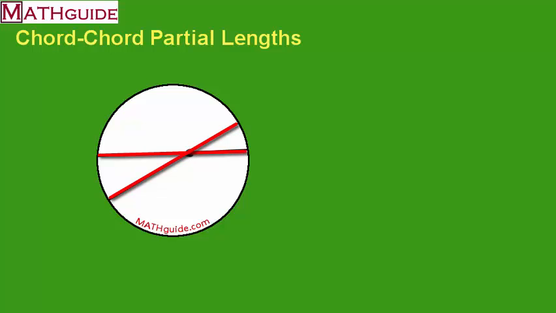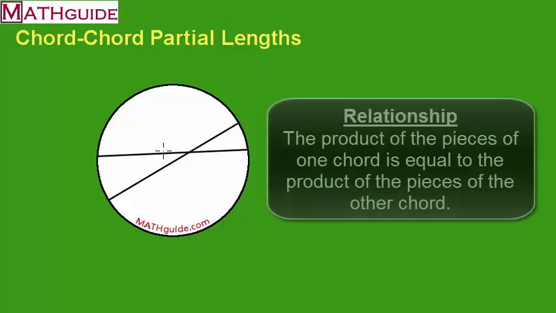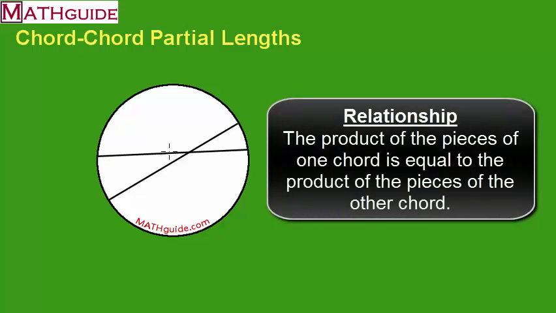So when we have two intersecting chords, we have a special relationship, which I'm going to describe right now. It turns out that if I take this distance, in other words, this partial length of the chord, and I multiply it by its other distance over here, it's got to be equal to this distance along the other chord times the other piece of the chord. Okay, so what does that mean? It means if you take the pieces of this chord, multiply them together, or find its product, it's equal to the product of the pieces of this chord.